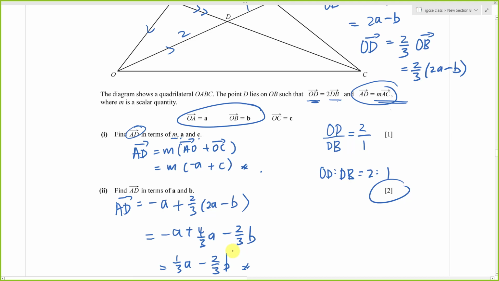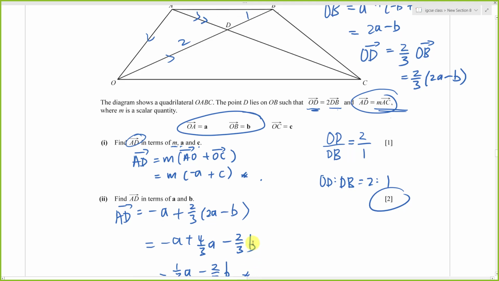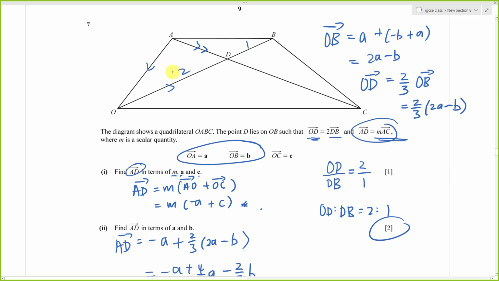Negative 2. Okay. I got the wrong answer. Seriously? Did I make any mistake here? They want about AD, right? AD, AO plus OD. OD equals to 2 dB. Yeah, I don't have dB, right? So I need to solve this thing. This is 2:1. Unless my OB is wrong here.